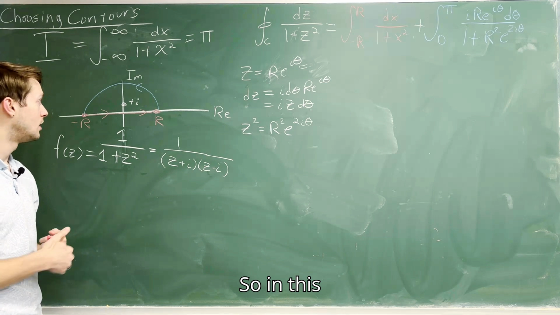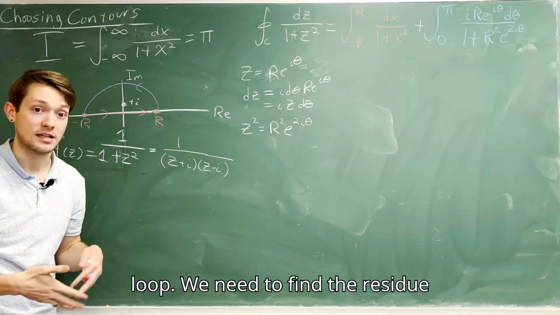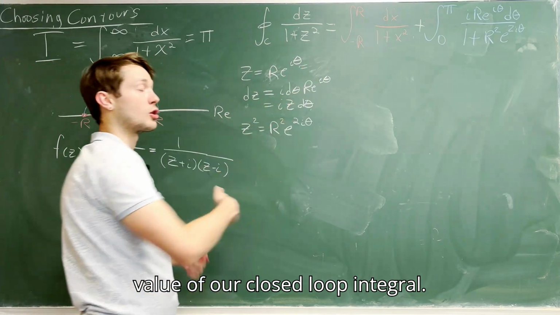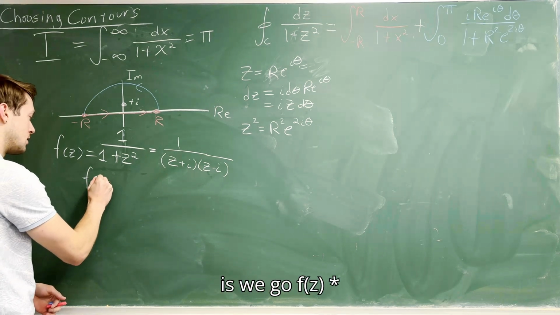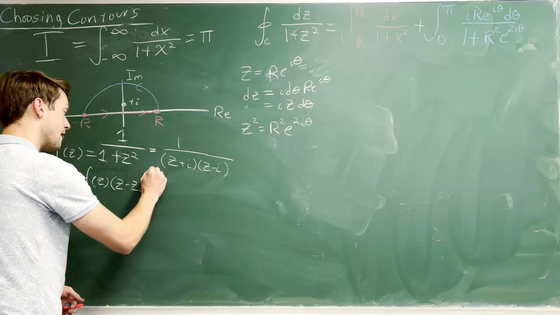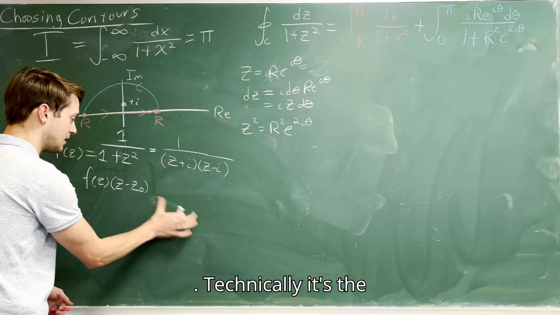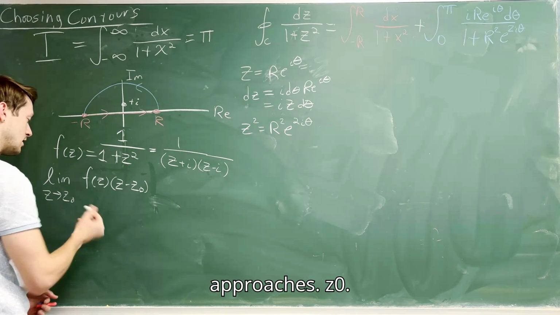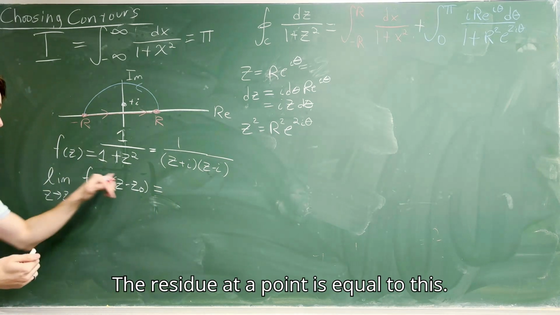So in this case, we have a pole inside of our loop. We need to find the residue at this point in order to figure out the value of our closed loop integral. The way we do that, remember, is f of z times z minus z naught, evaluated at z equals z naught. Technically, it's the limit as z approaches z naught. And z naught here is our point of interest. The residue at a point is equal to this.